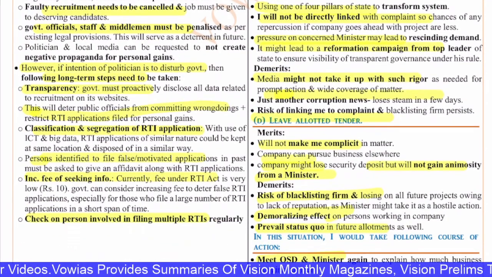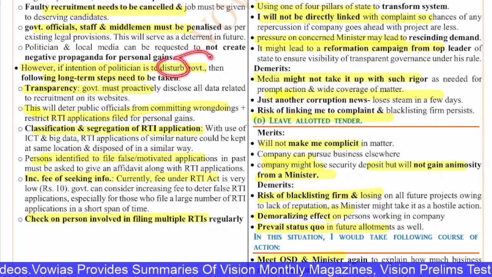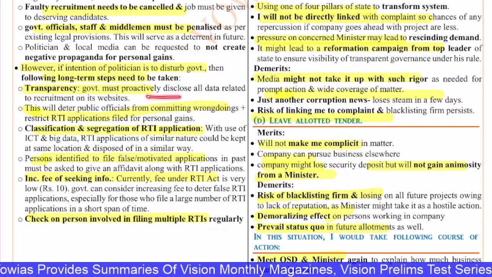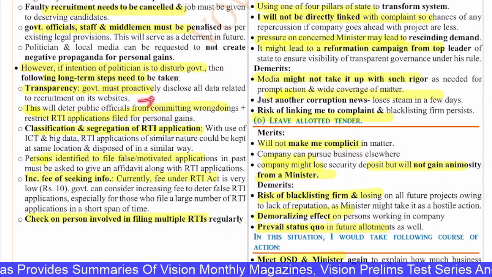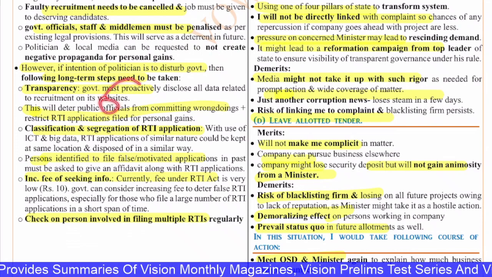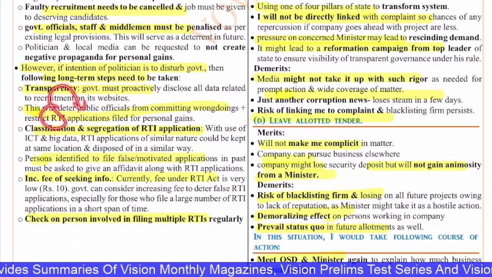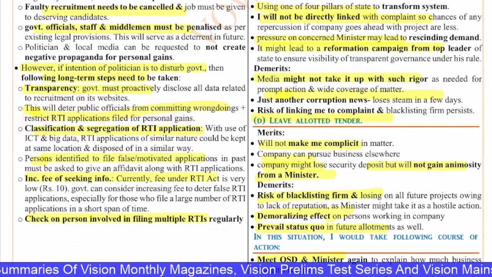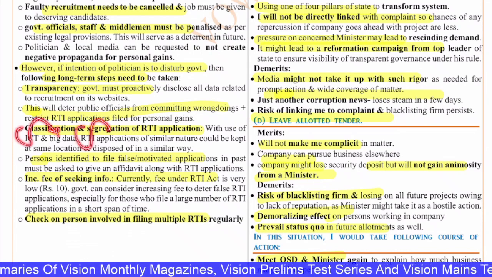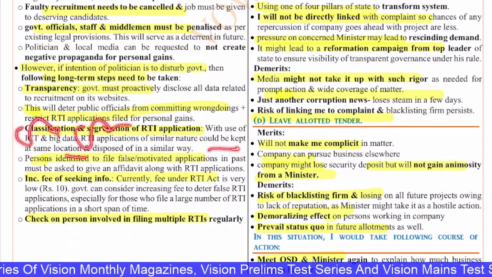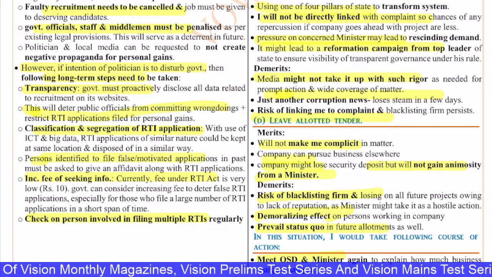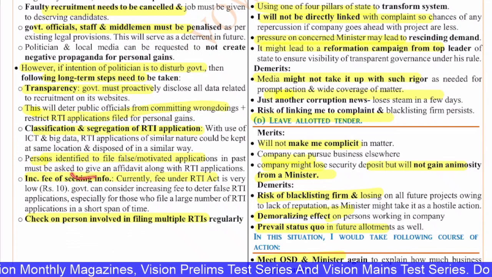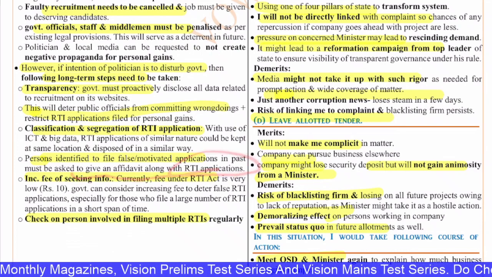However, if the intention of the politician is to disturb the government, then the following long-term steps need to be taken. For transparency, the government must proactively disclose all data related to recruitment on its websites, and this will deter public officials from committing wrongdoings and restrict the RTI applications filed for personal gains. Classification and segregation of RTI applications with use of ICT and big data: RTI applications of similar nature could be kept at the same location and disposed of in a similar way. Persons identified to have filed false or motivated applications in the past must be asked to give an affidavit along with the RTI application.